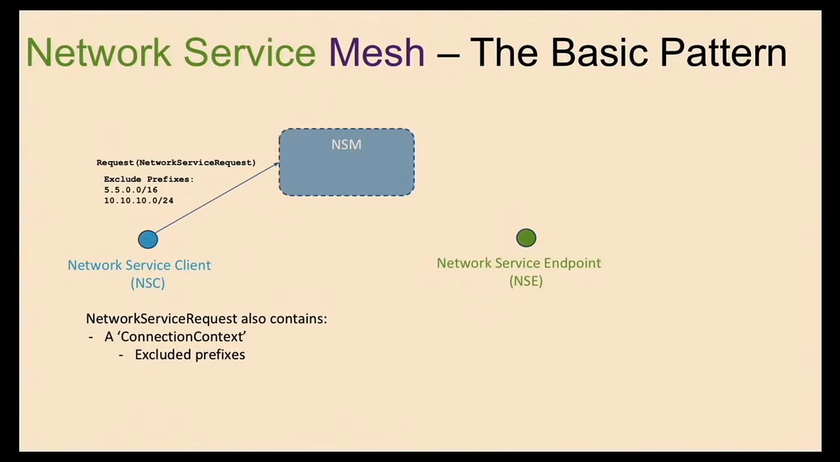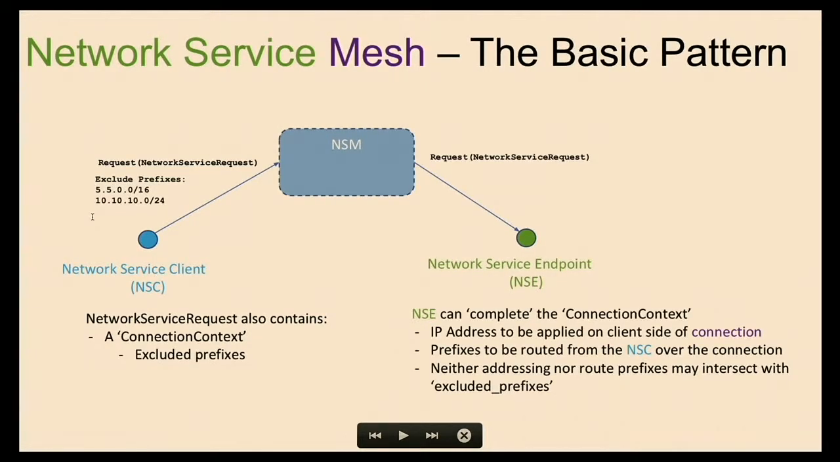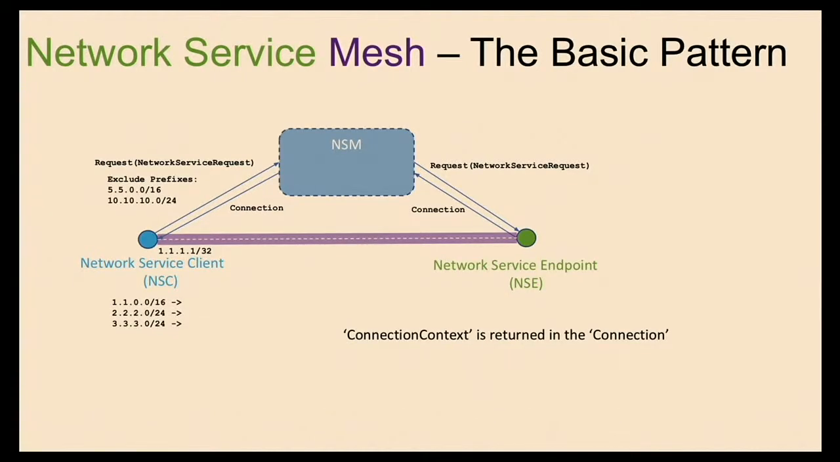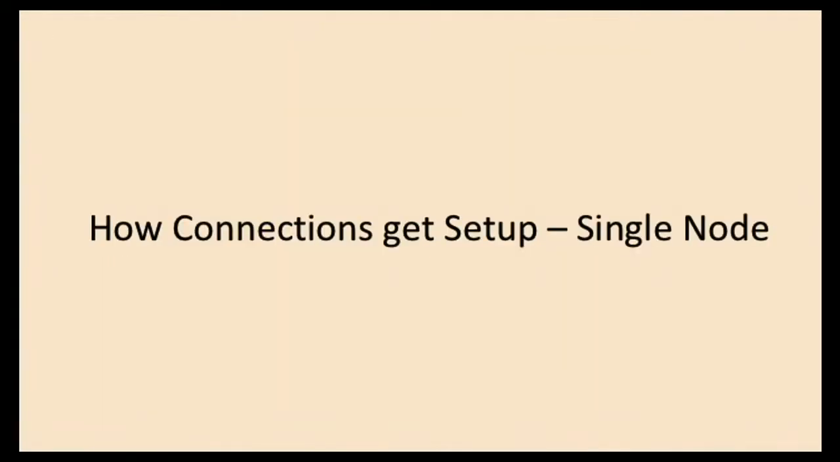Or in more detail, you could also include information like, please do not collide with these prefixes because they're important to me. Like my Kubernetes runs on 10.10 and my internet runs on 5.5.0.0. So please do not interfere with these. These get passed in. That's part of a connection context. Then we perform the connection.